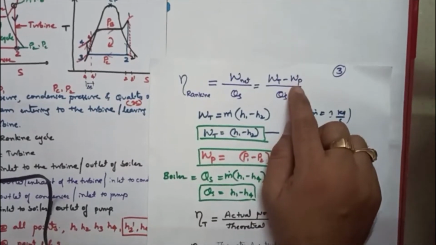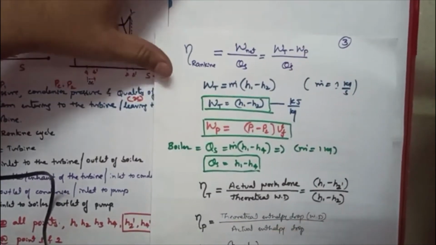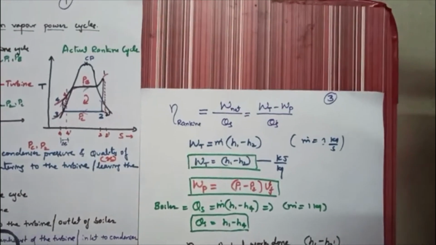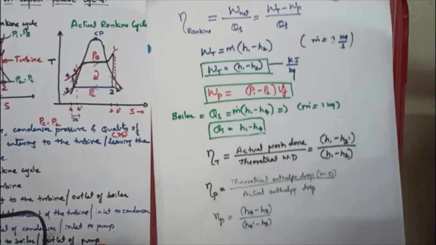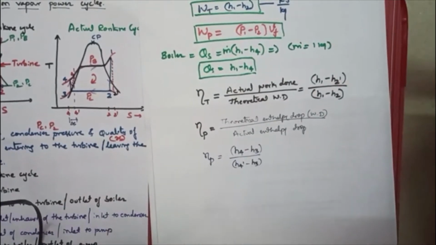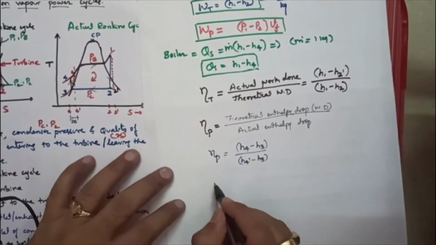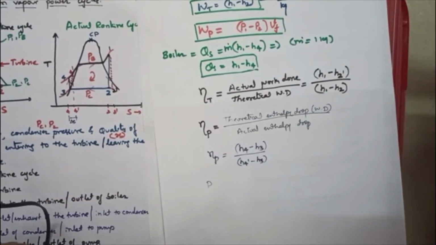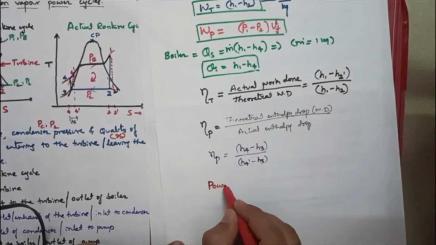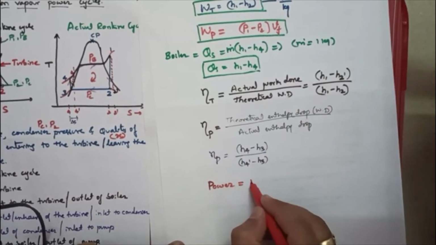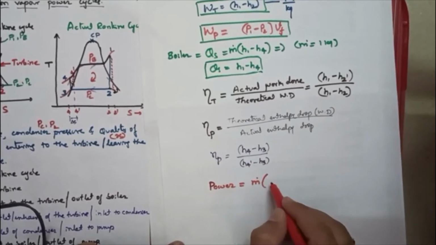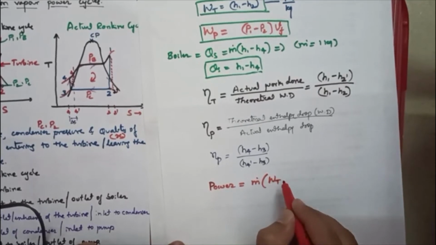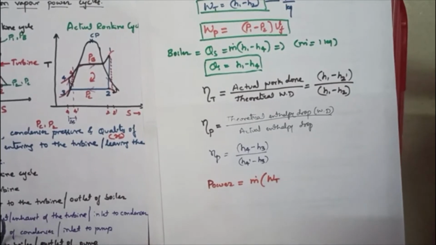This is one type of equation used for calculating the net work done in the cycle. Next you will get power. You will also be asked to calculate the net power developed by the cycle. So power is equal to mass flow rate multiplied by work done, that is net work done or work done by the turbine. So what is power?